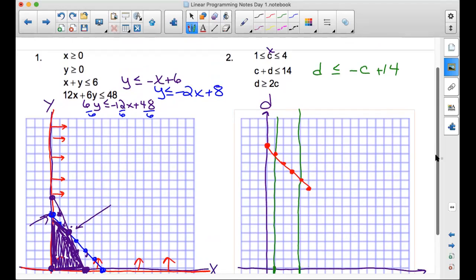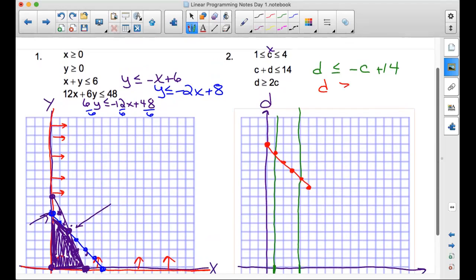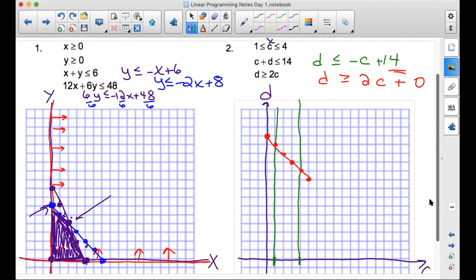The last part here says D is greater than or equal to 2C. What's the y-intercept value of that last inequality? Anybody know? Like, what is the y-intercept back here? Zero? Yeah, it's 0. There isn't one. The one above has a 14. This one doesn't have one, so it starts at 0.